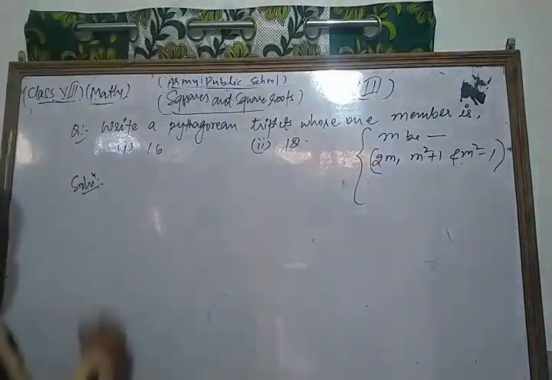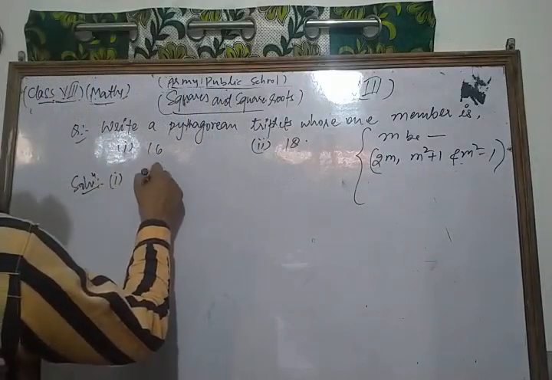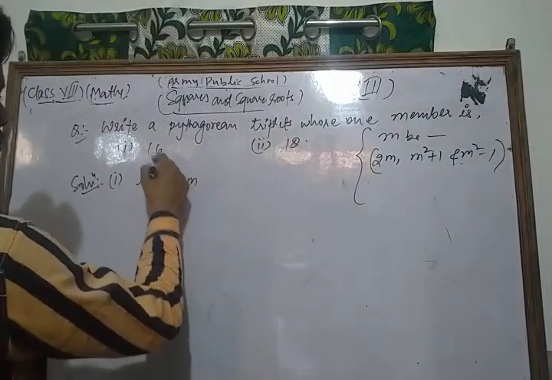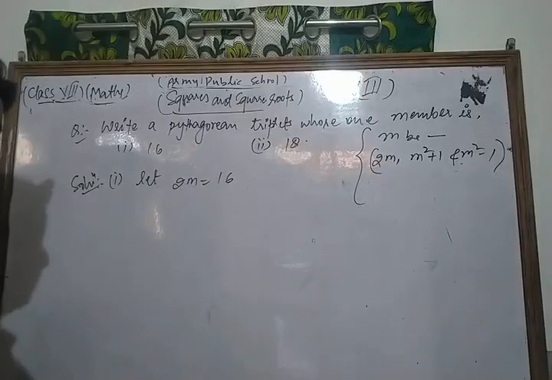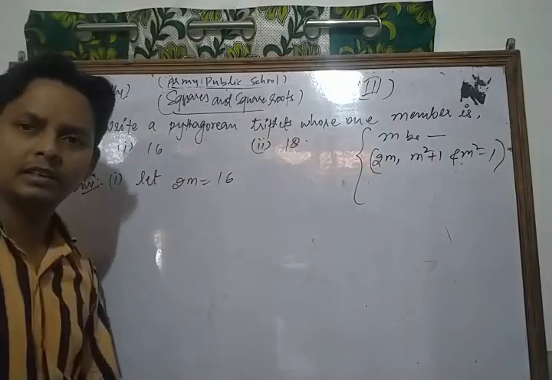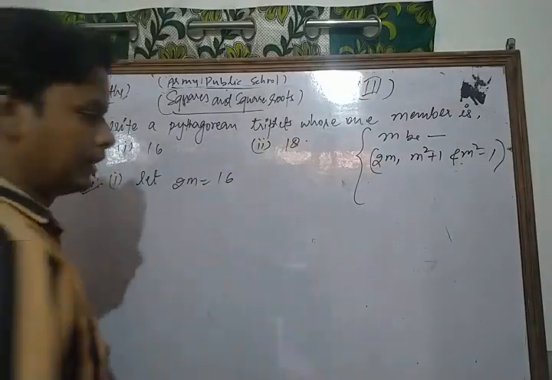Now here we take the first part of this question. Let one member be 2m equal to 16, because this is the one member that is given. Now we find the other two members. Let's see.